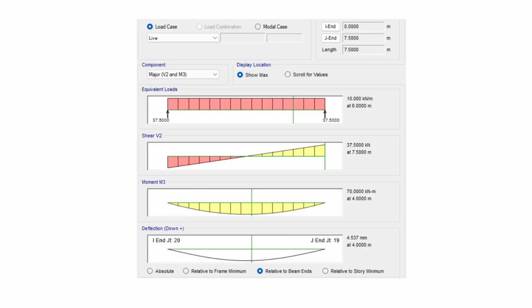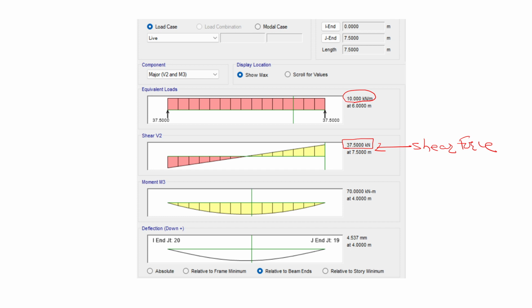Yes, so this is the same beam. Here you can see 10 kilonewton per meter. This is the shear force. Here you can see 37.5.